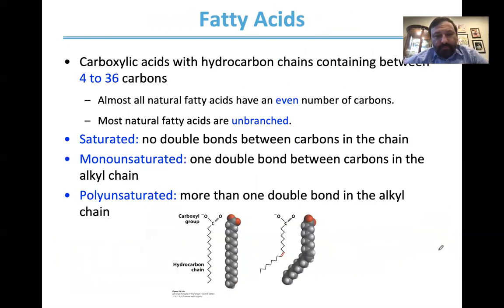All right, so let's start with fatty acids. These are the simplest type of lipids. Hydrocarbon chains contain between 4 and 36 carbons. Now, something that you can remember easily, almost all natural fatty acids will have an even number of carbons. And that actually comes from the process of their biosynthesis, which you will learn in biochemistry too. The biosynthetic pathway only produces fatty acids with an even number of carbons.